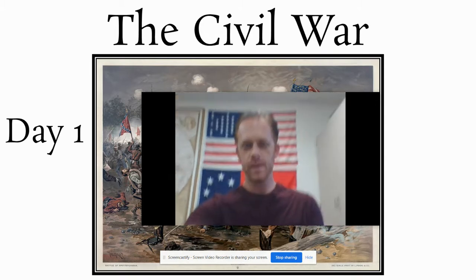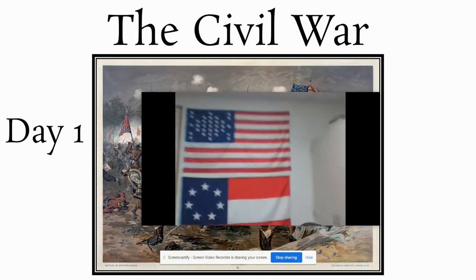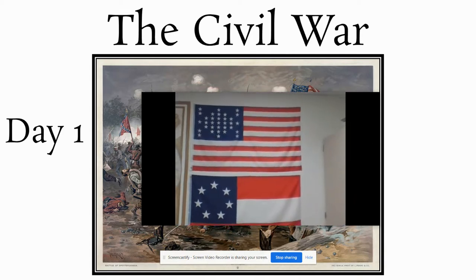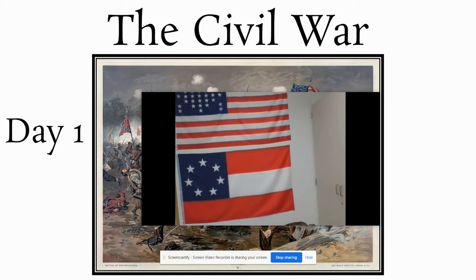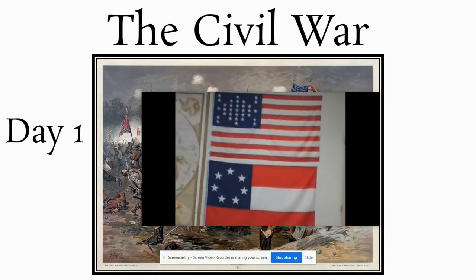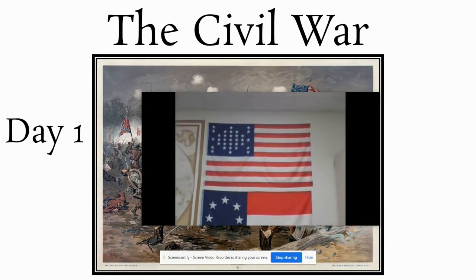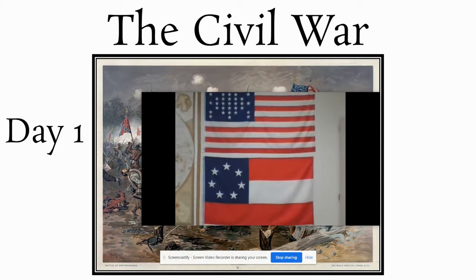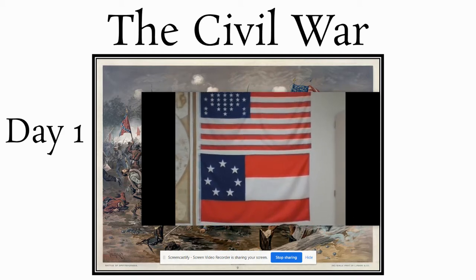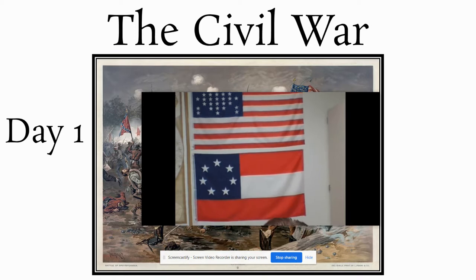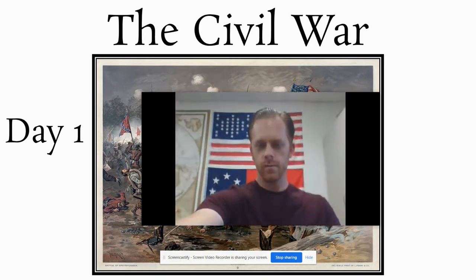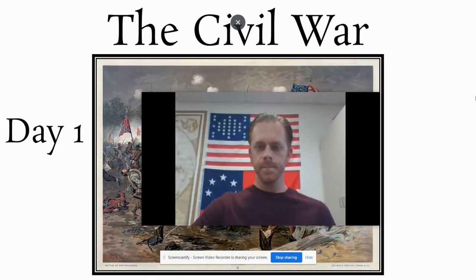If you notice behind me, I've got a couple of flags. I'm going to refer to these flags later, okay? The top one is the Union flag at the Battle of Fort Sumter, and the bottom one is the original Confederate flag. I'm going to keep these two behind me during the video, and I'll refer to them later when we get to them.